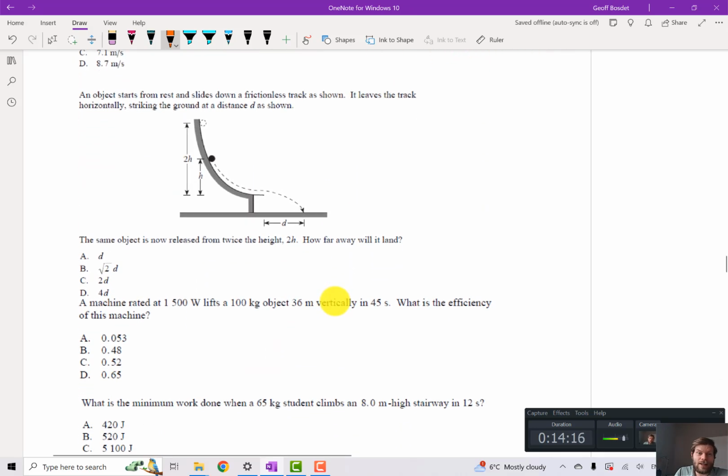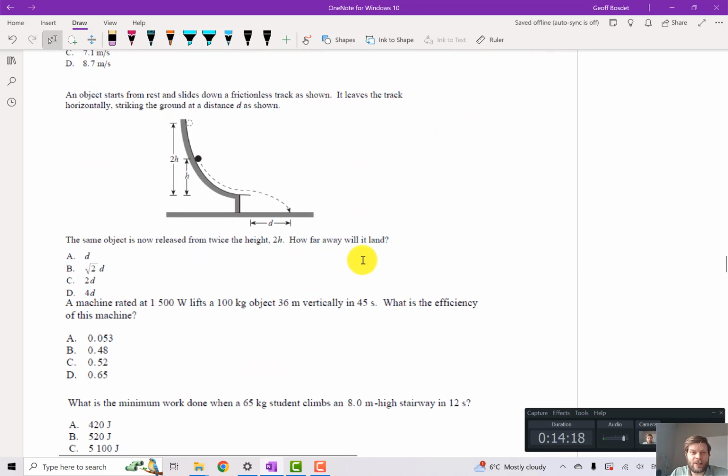You got this guy, everyone's favorite question. So all you got to do for this guy, the trick is your potential energy is going to become horizontal kinetic energy here. So we're trying to figure out, hey, if we bring it twice as high, how much faster is it going to be here, and therefore how much further horizontally is it going to go.